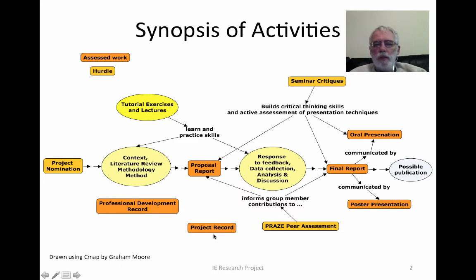The first one is the project record, and this is a record of pretty much all the activities that went together to enable you to do the project. So it might, for example, contain minutes of meetings. It will contain a record of the papers and books and so forth that you read. It might contain data. It could contain snippets of computer code or drafts of models as you develop them.